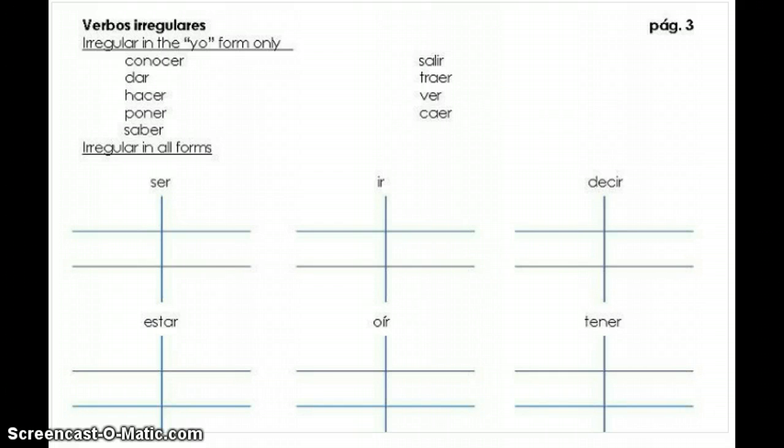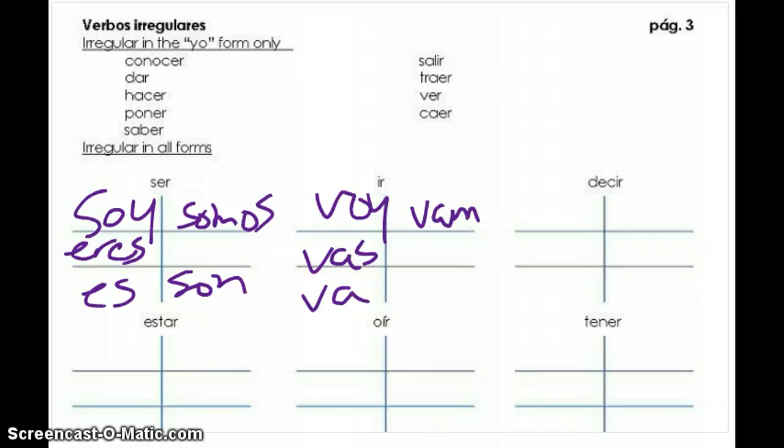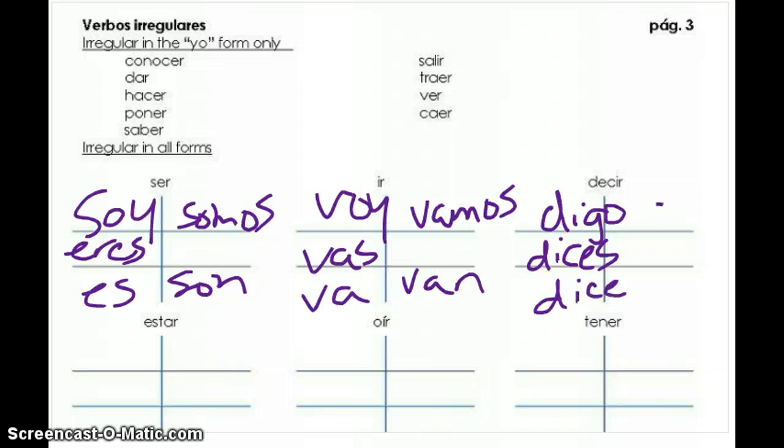I fall. All right, and then I'm going to look at irregular in all forms. Hopefully I'll have this memorized. Soy, eres, es, somos, son, voy, vas, va, vamos, van. Decir, digo, dices, dice, decimos. Okay, I ran out of room. And then dicen.